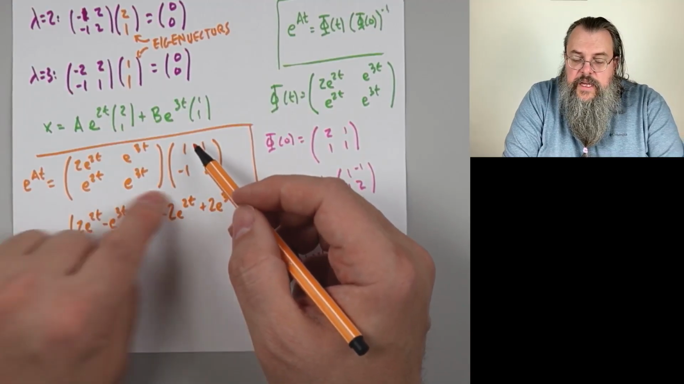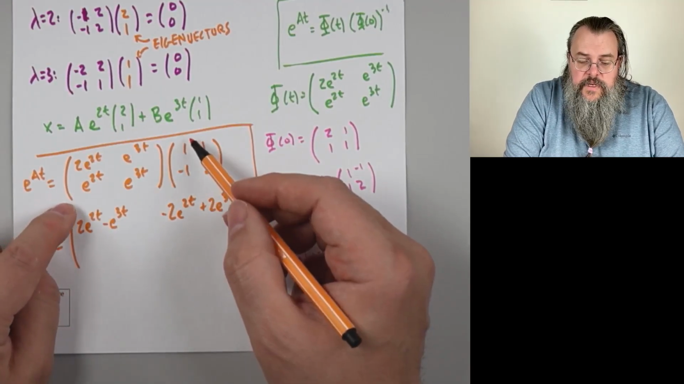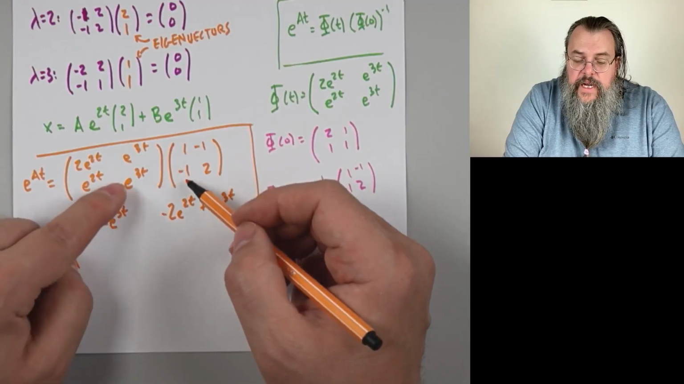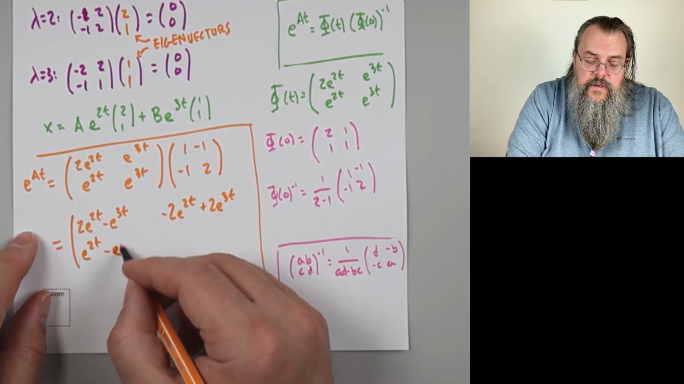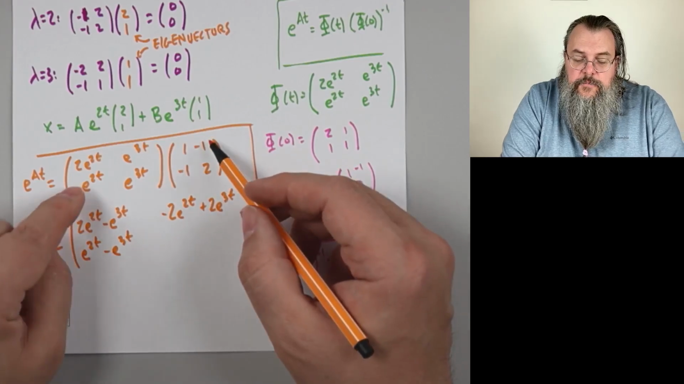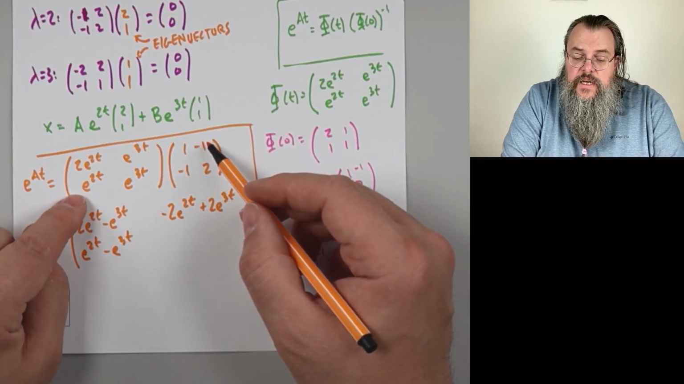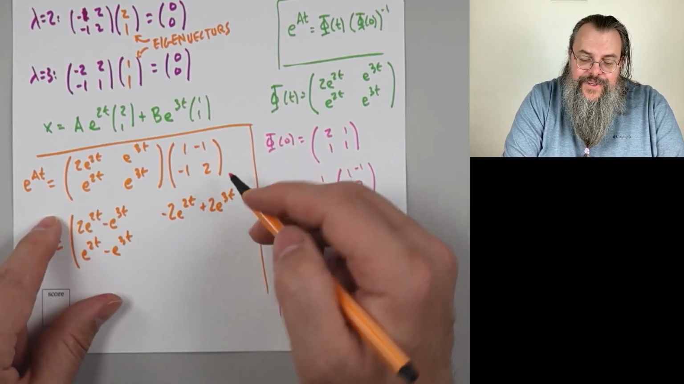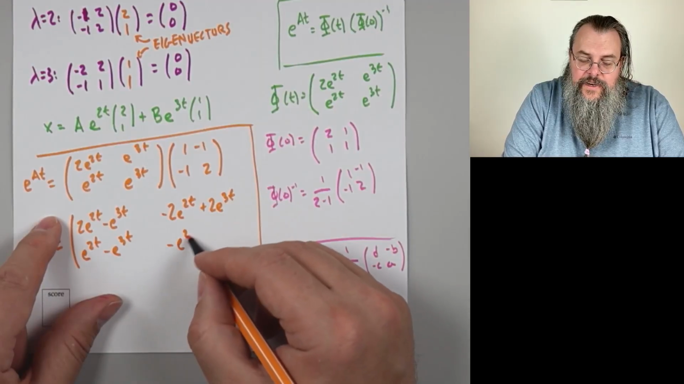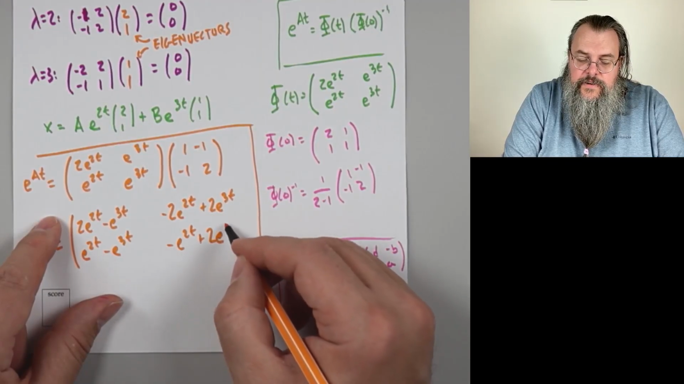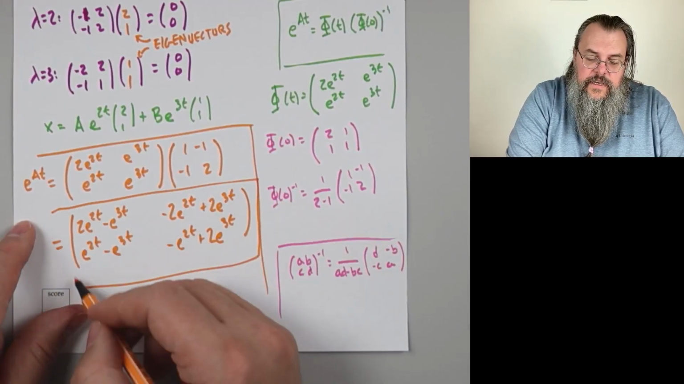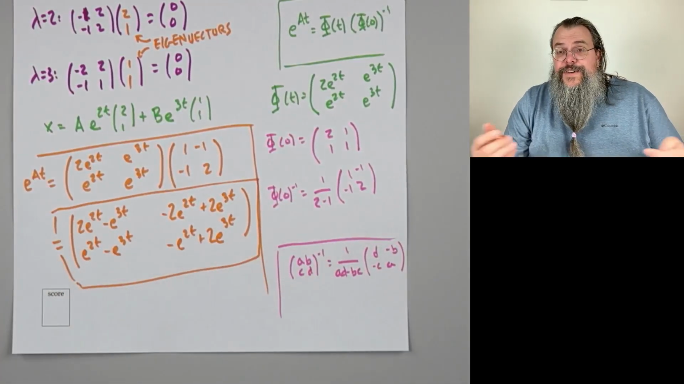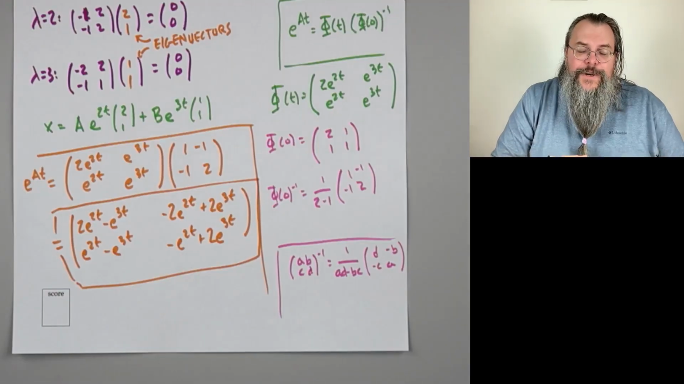Then second row, first column, e to the 2t minus e to the 3t. And minus e to the 2t plus 2e to the 3t. And we have our e to the at. And that's what we were after. And so we're done.